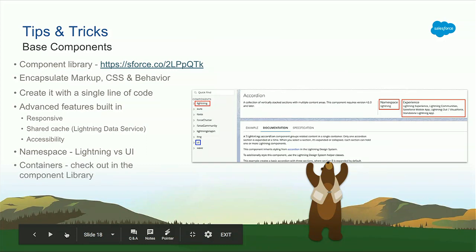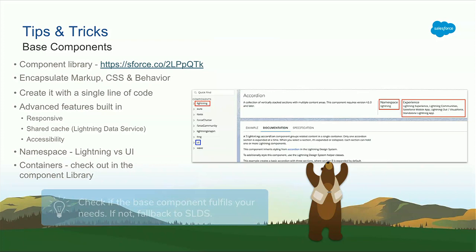And if I say communities, utility bar, or Lightning action, all of these have in common that they are containers. And a container is a place where you can place a Lightning component. And actually, not all components can go in every single container. So the quicker way of checking that is to go to the component library and check in the top right corner if your component can be used in there or not. And finally, ensure that your components fulfill your needs, and otherwise you can always go back to SLDS.